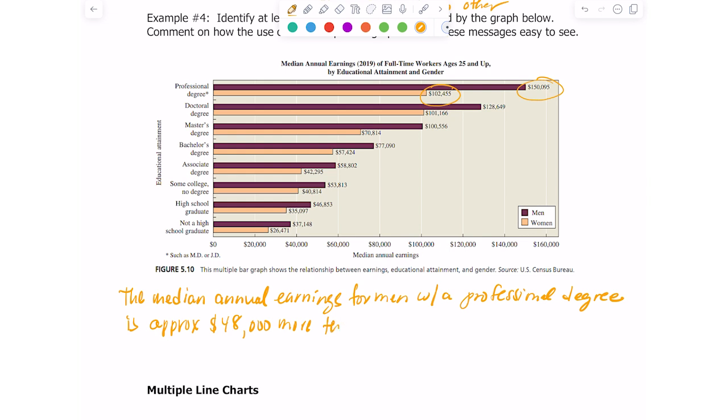than median annual salary for women. In fact, if you look at all of the bars, what does it look like to you if you compare men salaries to women's salaries? It looks like that regardless of the educational attainment, men have higher salaries than women.